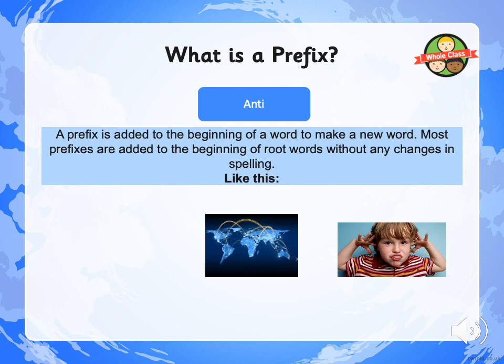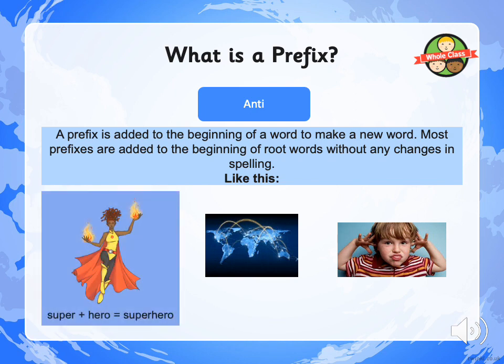Let's look at a prefix today, and that prefix is anti. And when we add a prefix to the beginning of a word, it makes a new word. Most prefixes don't change the spelling of the root word. Let's look at some examples. The first example is the word hero. If I add the prefix super that we learnt last week, that will become superhero. Don't change the spelling of hero in any way.